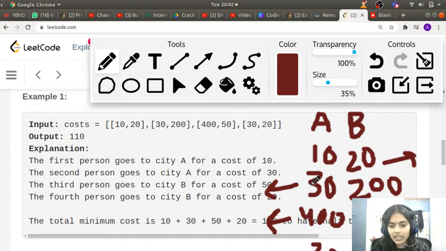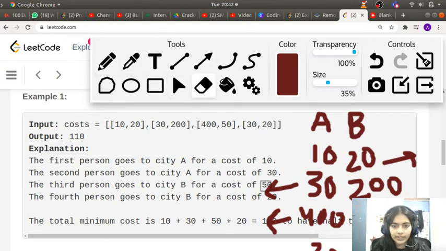So in this case, if we add up the cost 400 plus 30 plus 20 plus 20, it is going to give us 430 plus 20 is 450 plus 20 is 470. But the actual answer is 110. So 110 is the minimum cost to fly all of them. So we cannot divide them by just sorting them by either city B or city A. We will have to consider something called relative cost.